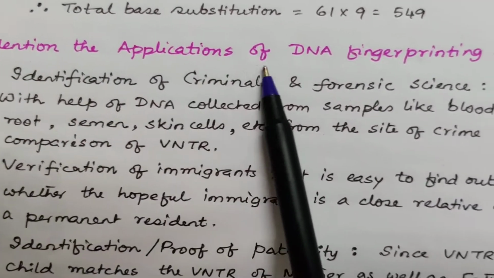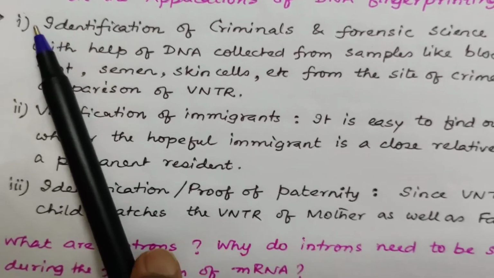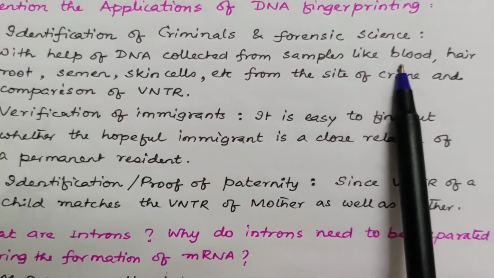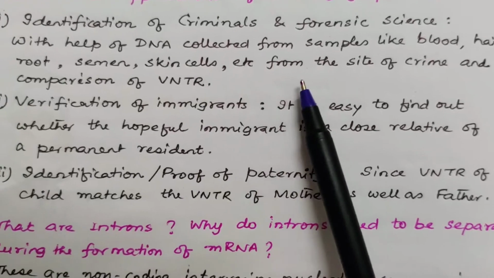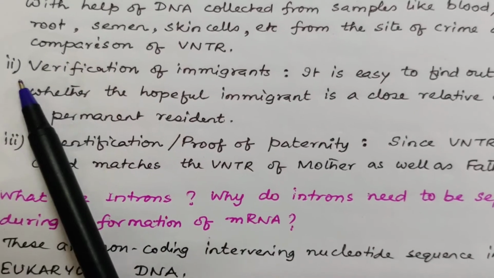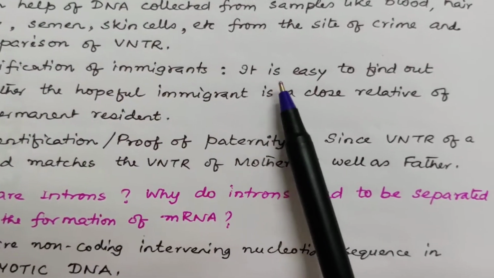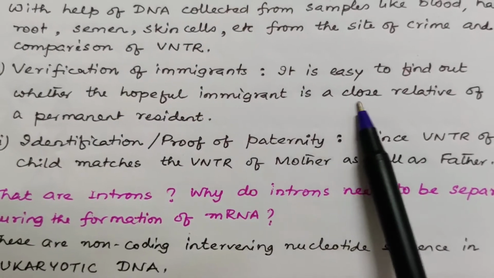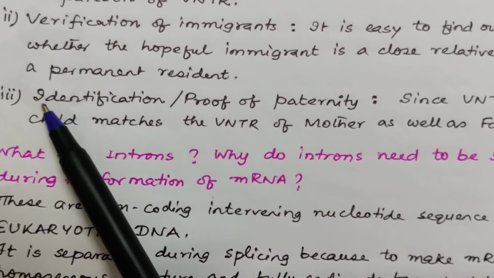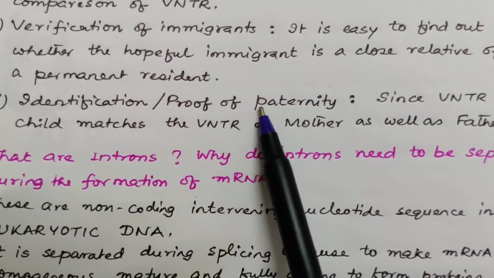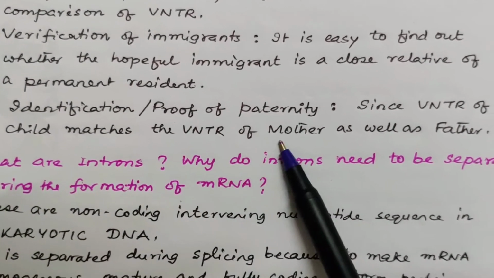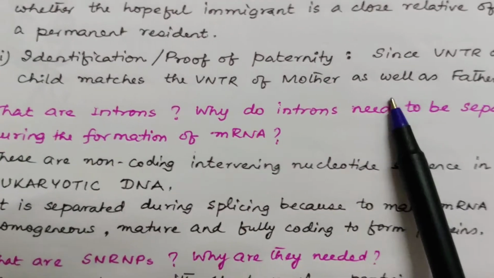Next question is, mention the applications of DNA fingerprinting. The applications are: identification of criminals and forensic science, with DNA collected from samples like blood, hair root, semen, skin cells, etc. from the site of crime, and comparison of VNTR, variable number of tandem repeats. Number 2 is verification of immigrants. It is easy to find out whether the hopeful immigrant is a close relative of a permanent resident or not with the help of DNA fingerprinting. Number 3, DNA fingerprinting can also be used to prove paternity, since the VNTR of a child matches the VNTR of the mother as well as that of the father at different locations.